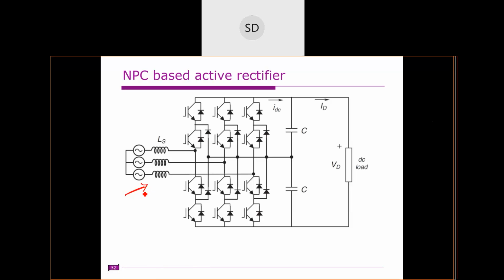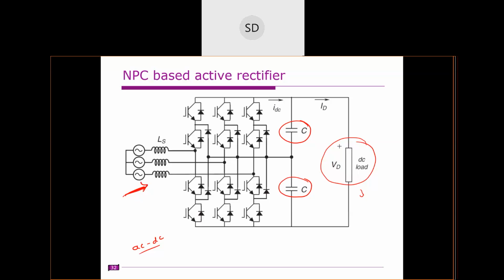We have the source here and 2 DC link capacitors. We are performing AC to DC conversion in this case, and we have a DC load connected. Usually this load may be a large DC motor or any other heating element in case of heating applications. So this is the AC source and these are the 2 DC link capacitors.